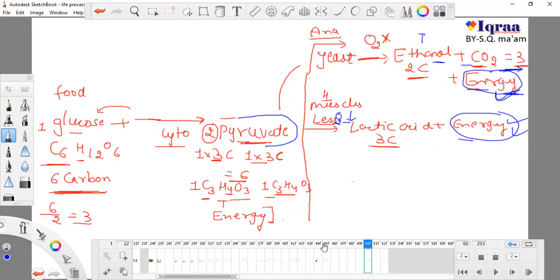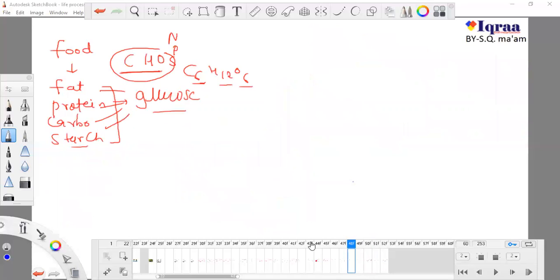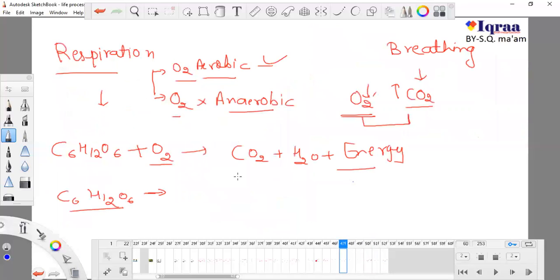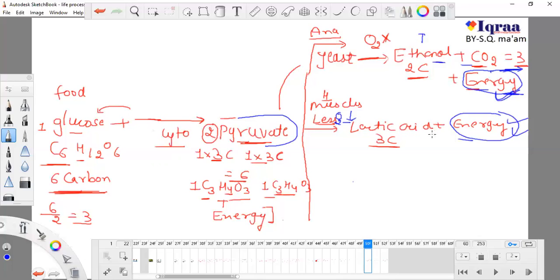This is not the normal process. As I told you, there is no release of carbon dioxide as you were expecting. Carbon dioxide should be released in the process of respiration when there is full oxygen, that is the normal process. But this process is not normal, there is no oxygen or less oxygen, and it will produce lactic acid and energy.